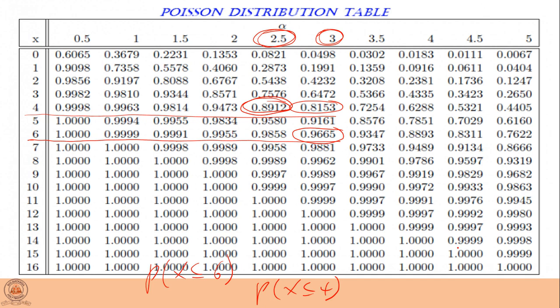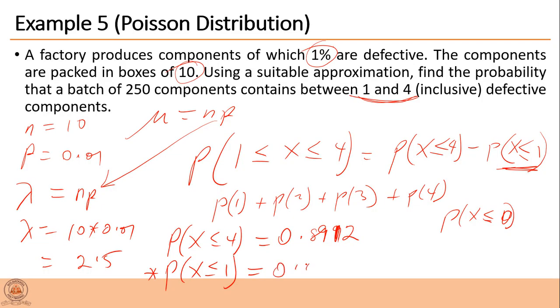Let's go back to the second one. If we are reading this, it means that we're going to remove this one. But then 1 is included in the calculation, as we saw in the question, it's inclusive, 1 to 4 inclusive. So it means that we will have to take 1 away and read from x less than or equal to 0, which is 0.0821. So we have 0.0821.